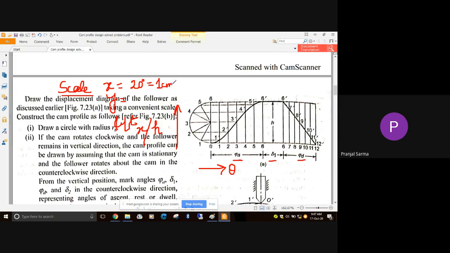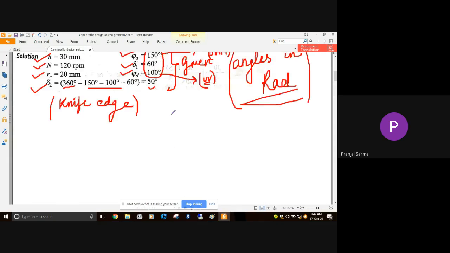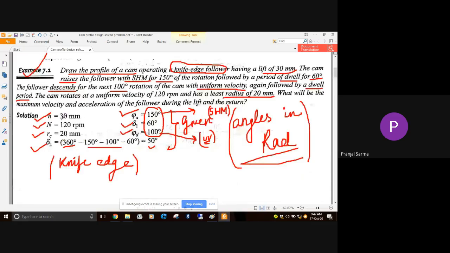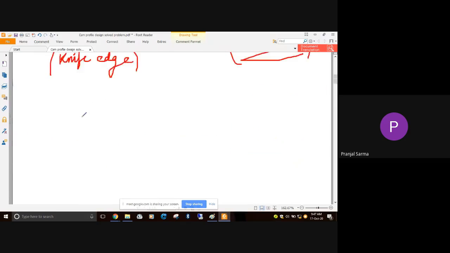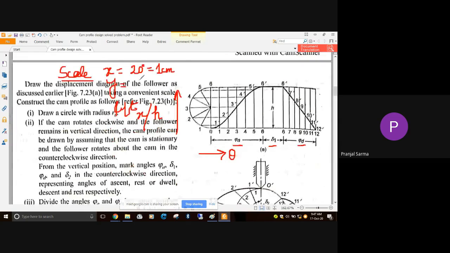Okay, so in that particular case, and similarly look at the value of the lift that is given. It is given as h equal to 30 mm. So directly you can consider the y-axis like 1 mm is equal to 1 mm only. In the previous case it is degree, but in the case of the y-axis it is lift, it is the displacement, so in millimeter only, and we are also drawing it lengthwise. Okay, so 1 mm equal to 1 mm, or 1:1 you can write like this.